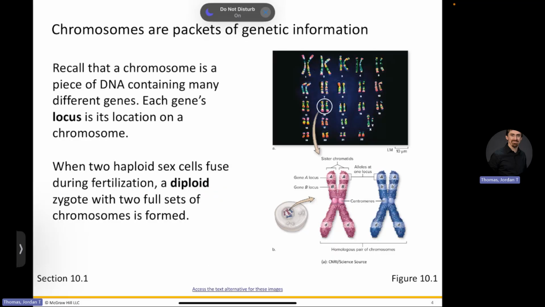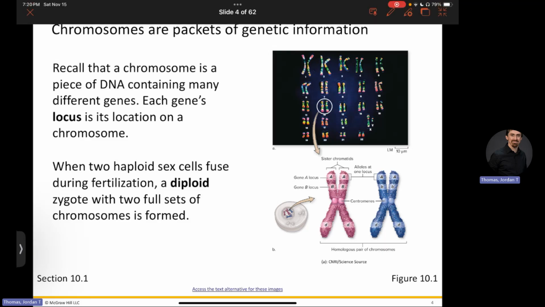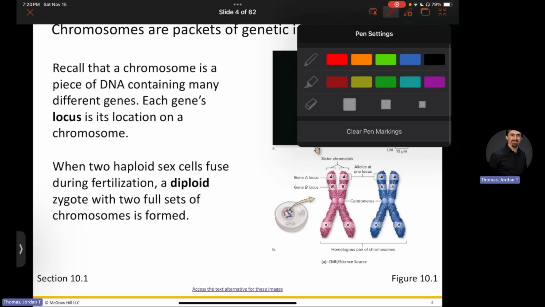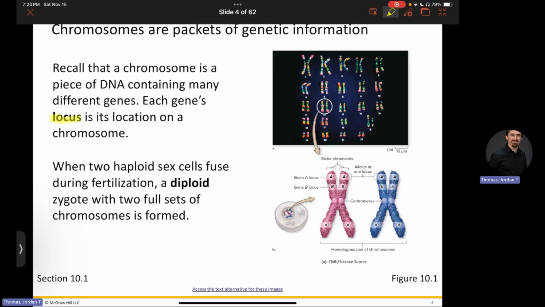Chromosomes are packets of genetic information. Recall that a chromosome is a piece of DNA containing many different genes. Each gene locus is its location on the chromosome. So whenever you hear about a locus, it's the location of a gene on a chromosome.